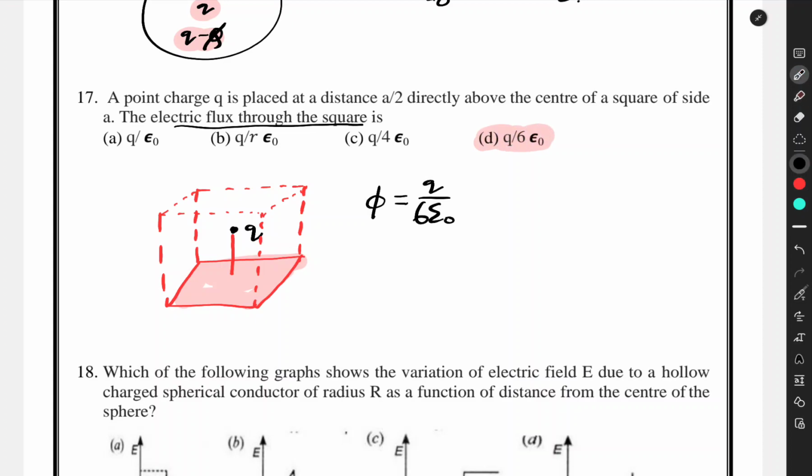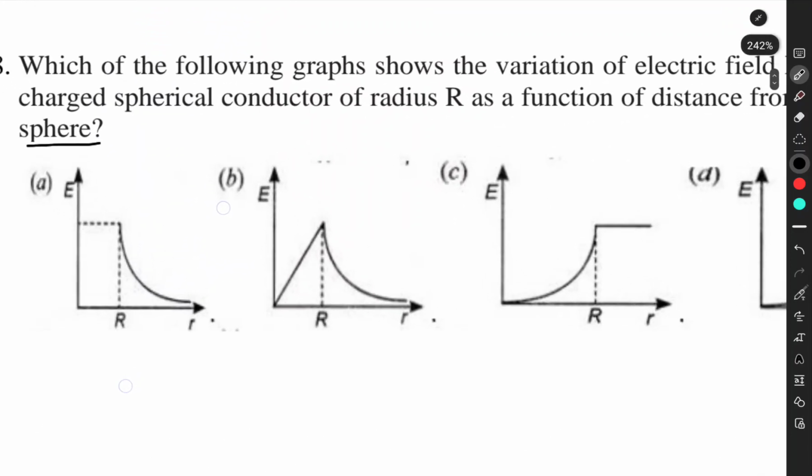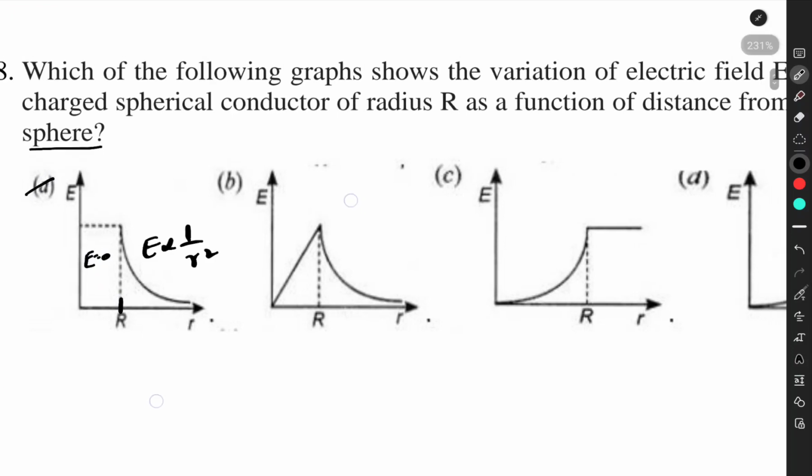Okay, next we have, which of the following graphs shows the variation of electric field due to a hollow charged spherical conductor of radius R as a function of distance from the center of the sphere? See, inside the sphere the electric field will be 0. Outside it varies as 1 by r square, right? So inside 0 means you will be having 0 electric field till the radius r. So option A is correct.